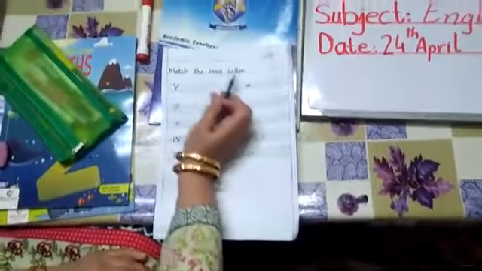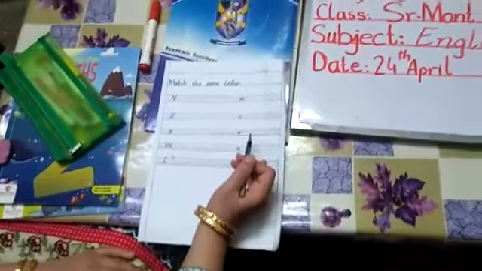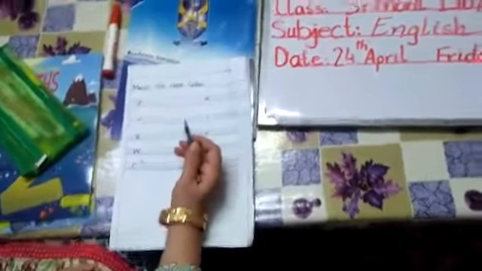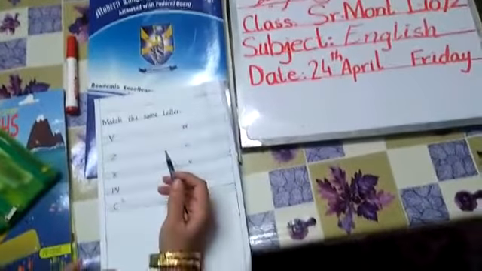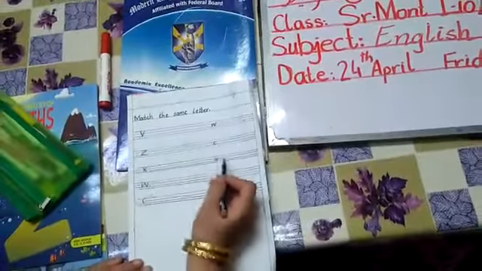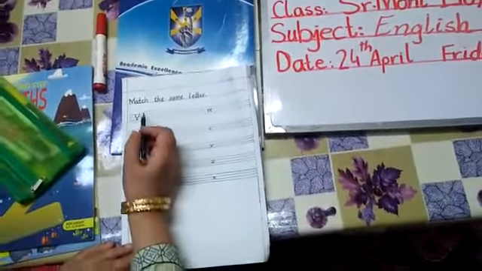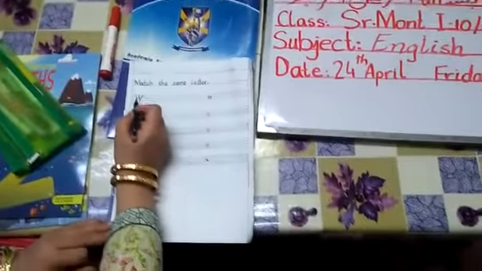The work is match the same letters. We will match the capital letters with the small letters. Small letters are also called sounds. We can say them sounds. Letter V and its sound. Letter Z and its sound. Let's match where is the letter and its sound.